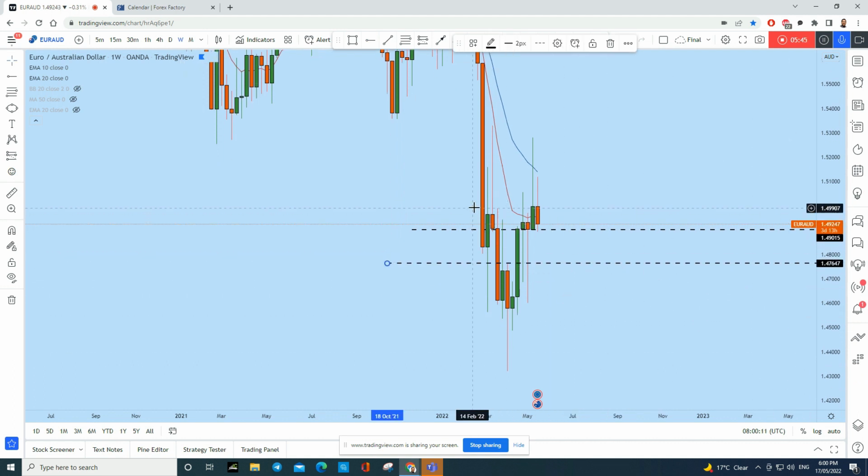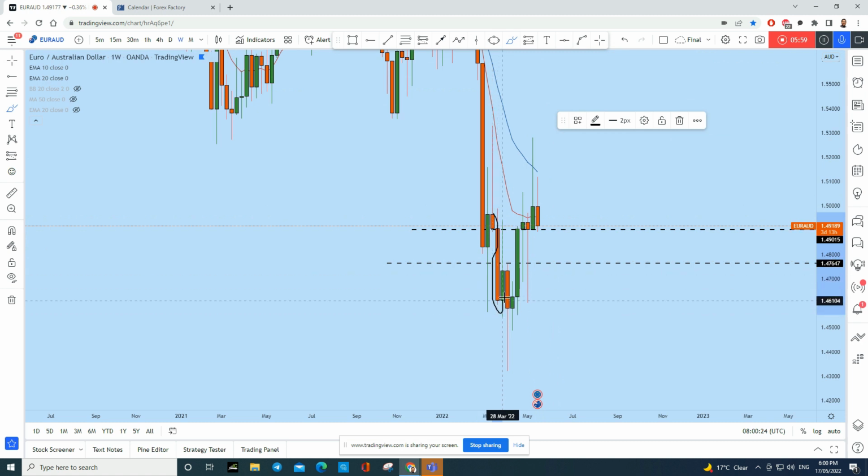Why? Because as you have seen, it looks like an inverted head and shoulders or a double bottom, whatever you want to say. There is a lot of pattern here. So EUR/AUD basically created this reversal pattern on the weekly time frame, a double bottom, and then broke above with a couple of dojis here. So this is the previous support here.